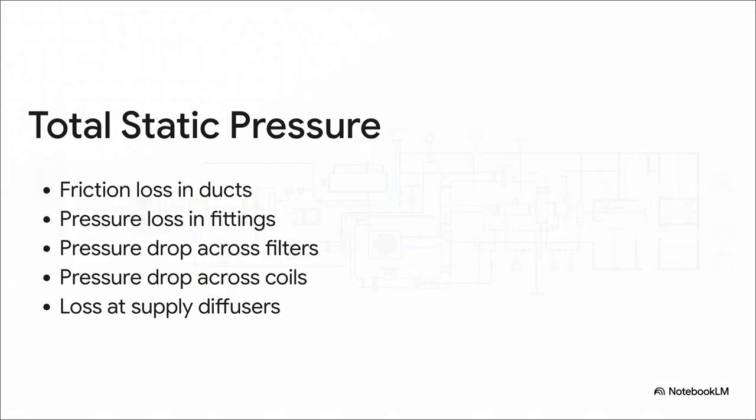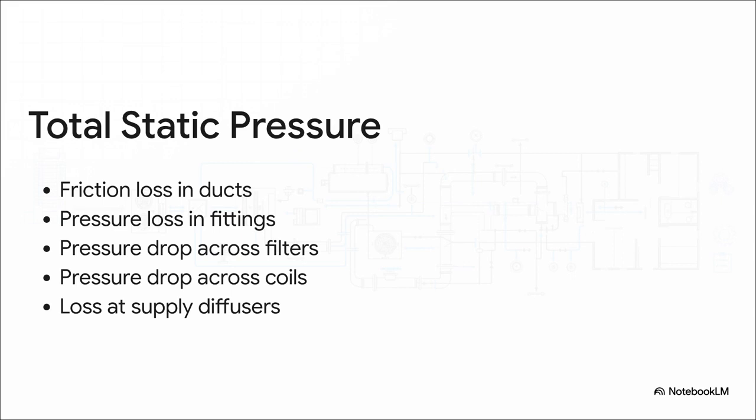Now, sizing isn't just about the physical dimensions. It's also about pressure. We have to calculate the total resistance that the fan is going to have to fight against. We call this the external static pressure, or ESP. It's literally the sum of every little bit of pressure loss in the system, the friction in the long duct runs, the loss on all the elbows and fittings, the drop across the filters and coils, right down to the very last diffuser.